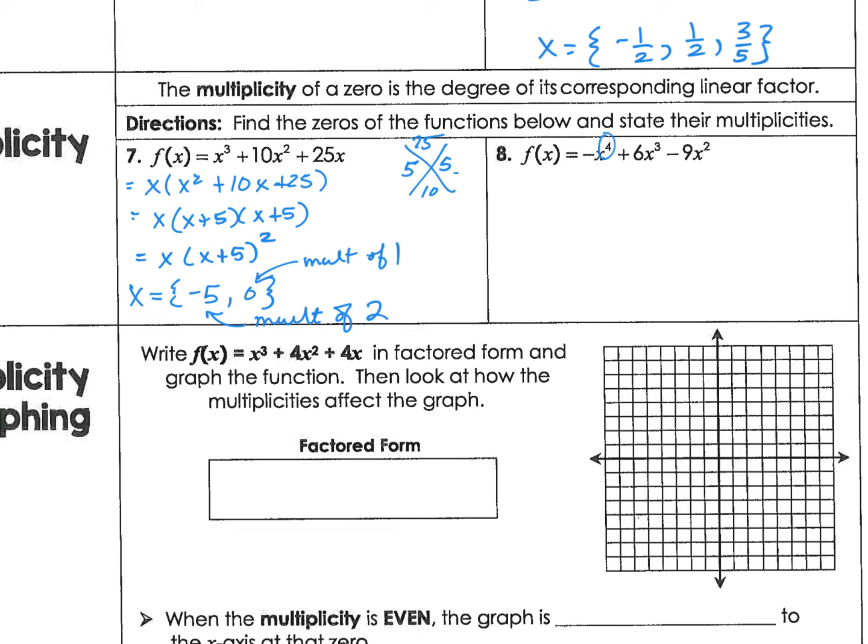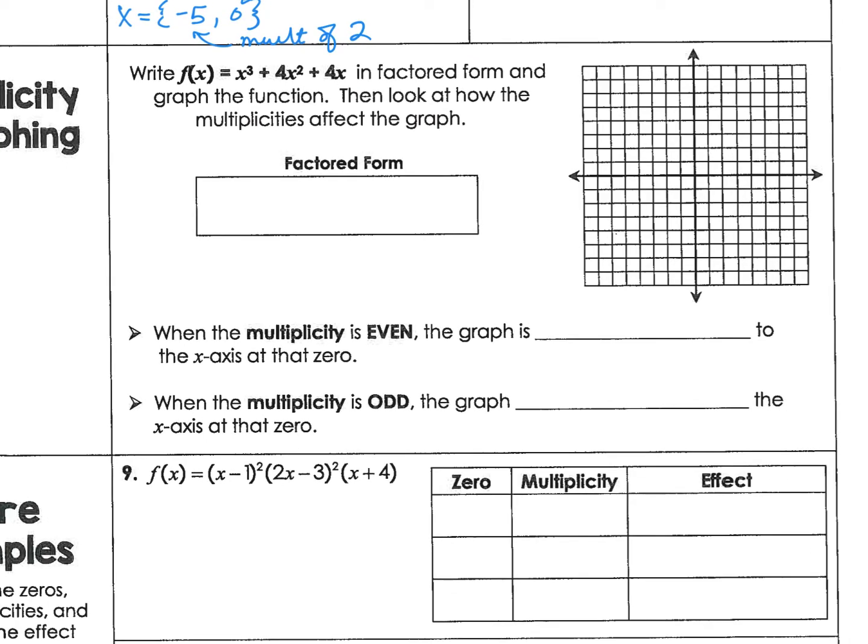What about if it's to the third power? It's going to intersect. If it's to the fourth power, it's going to bounce off, isn't it? So if it's an odd power, odd multiplicity, it intersects. If it's an even multiplicity, it turns around. We call that being tangent to the x-axis, okay? It's either going to intersect the x-axis or it's going to be tangent to the x-axis. So let's look at this. So what do we have here?